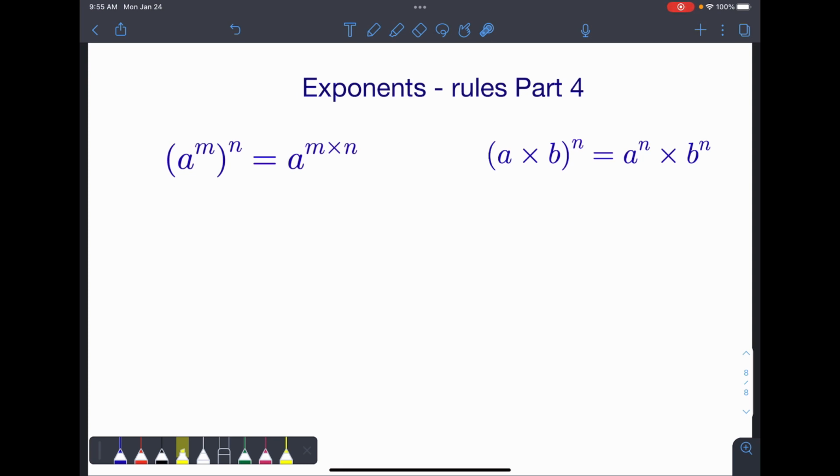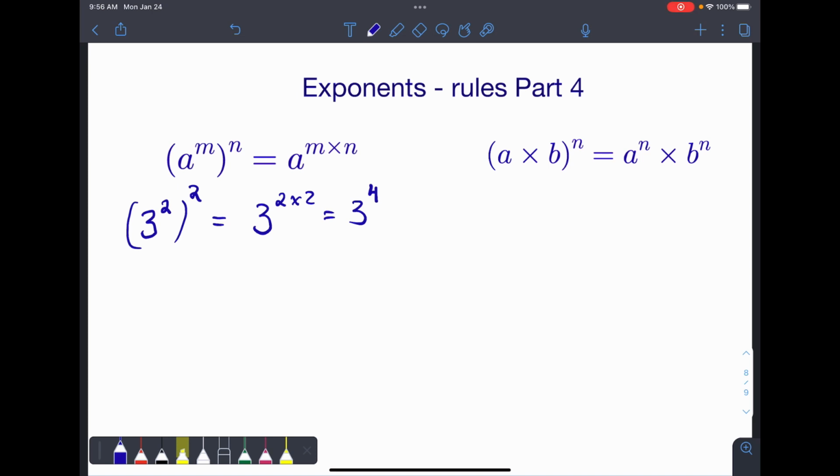Okay, so let's have a look at an example. So let's say we had 3 to the power of 2, and all of this is raised to the power of 2. So by our rule, we can write this as 3 to the power of 2 times 2, which is 3 to the power of 4.